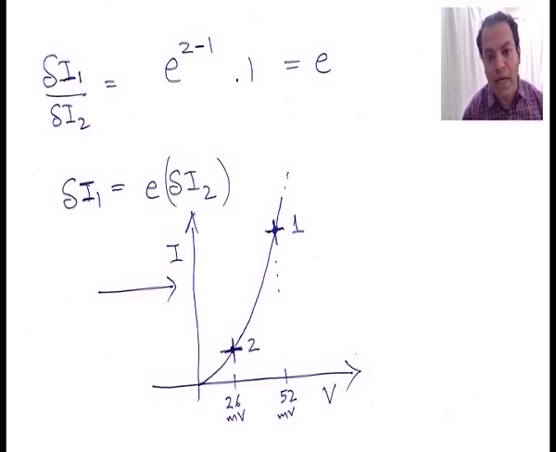But where the slope is steeper, the curve has a steeper slope at the higher voltage, there the uncertainty in the current due to the same uncertainty in the voltage is higher. Therefore, the uncertainty for delta I1 is more, and in this particular case where the values were given, we found that delta I1 is e times delta I2.